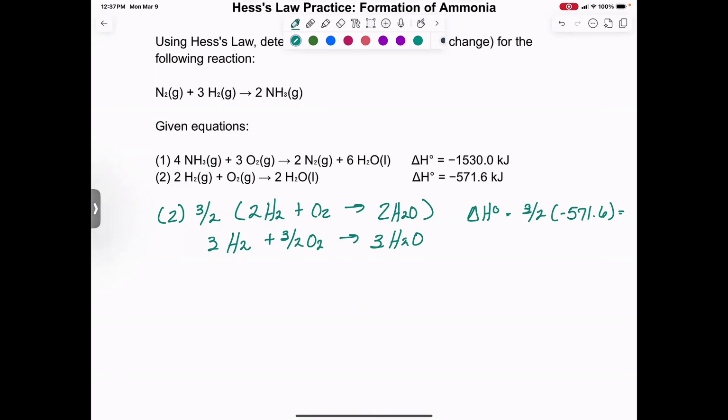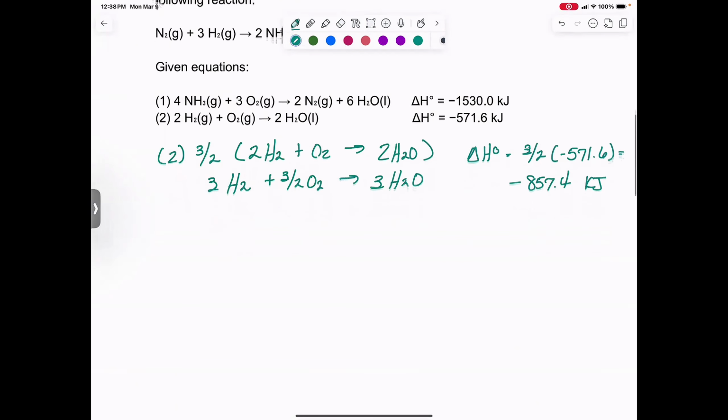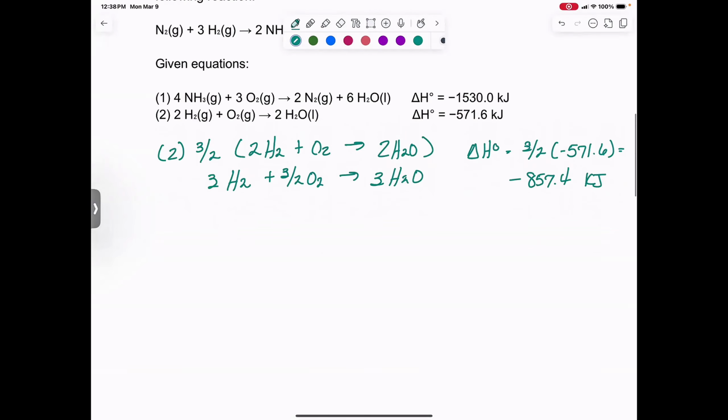Let's take our calculator and see what we end up with. 571.6 times 3 over 2. So we have negative 857.4 kilojoules. And when we're done at the end, we'll just add all those delta H's together, the ones that are relevant. I think I'm in a good spot for number 2.